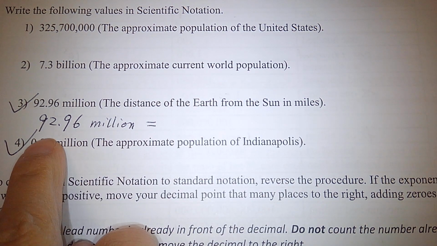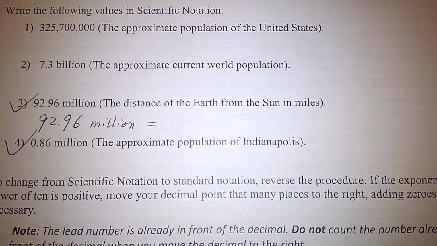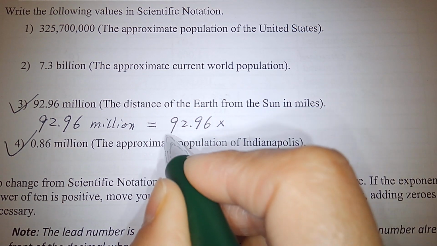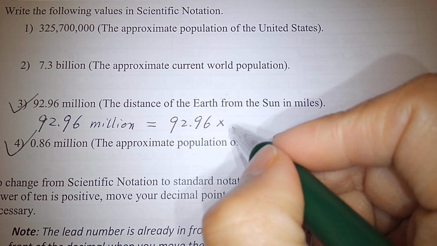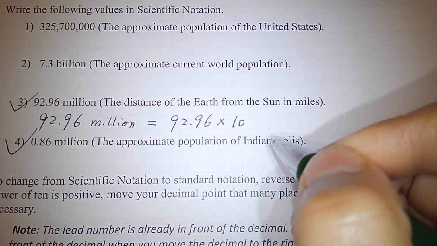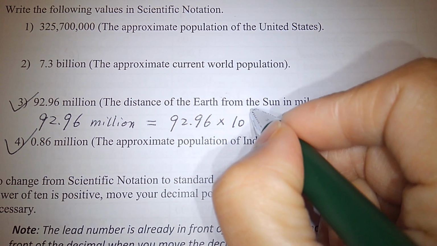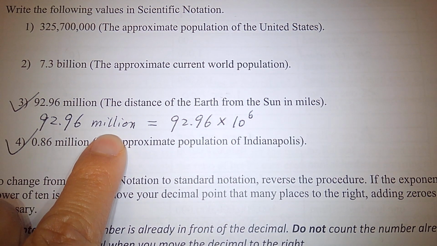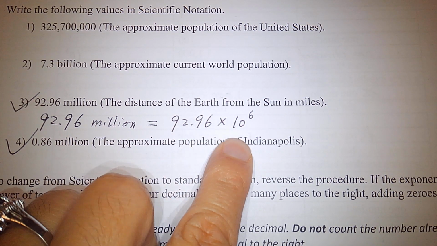How can we rewrite this number without this word million? How? We should multiply 92.96 by 10 to the what? What is the power of 10 for 1 million? Remember just now? 10 to the 6. Very good. So this million equals 92.96 times 10 to the 6.